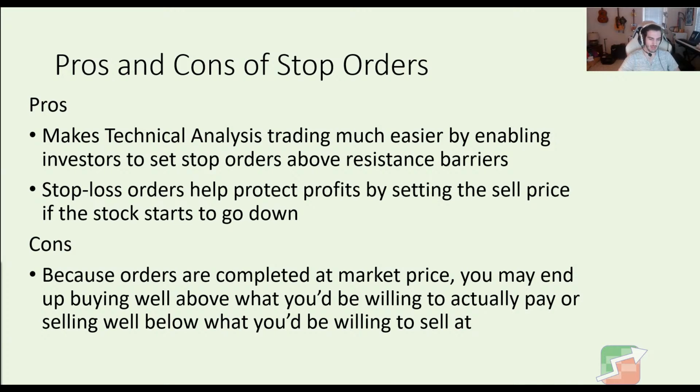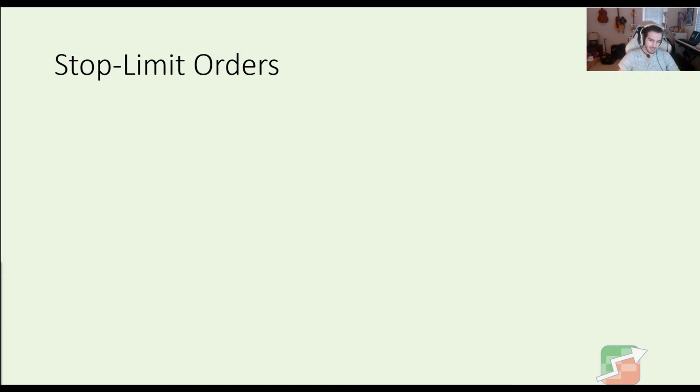So you may end up paying well above what you wanted to actually pay. Or what if Elon Musk tweeted something really stupid and Tesla's price dropped $200 in 5 minutes? You're not selling at $400. You're selling at $200. Well, there went about half of my money. So because you only set the minimum of what you'll buy at or the maximum of what you'll sell at, you may end up buying well above what you wanted to buy at or selling way below what you wanted to sell at. But there's something in the middle. The best of both worlds.